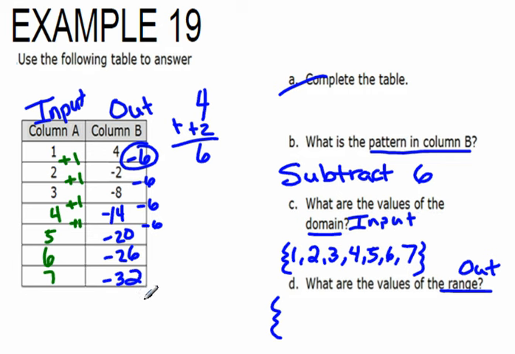Negatives are smaller than positives, so we're going to start with our -32 and then just gradually increase. So we have the -32, -26, -20, -14, -8, -2, and finally +4.